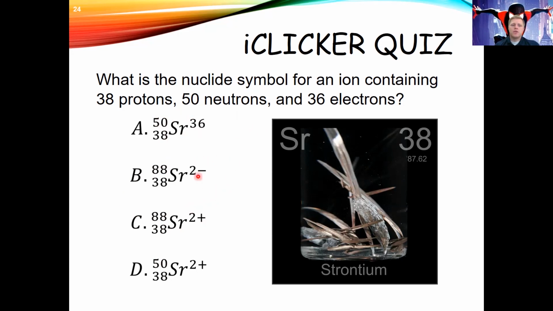Now we ask, should it be 2 minus or 2 plus? Well, we have 38 protons and 36 electrons. So our charge is going to be equal to the number of protons minus the number of electrons. So 38 minus 36 is going to be a positive 2. So the charge is going to be 2 plus. All right. Hopefully you followed all that, and let me know if you have any questions.